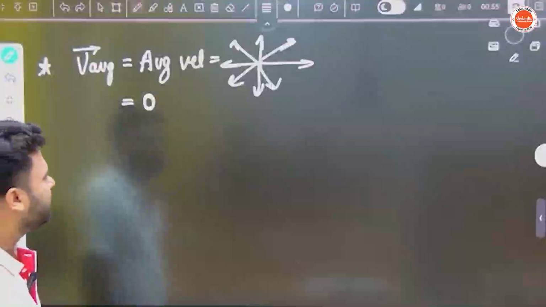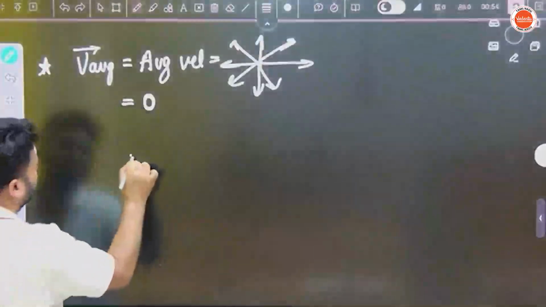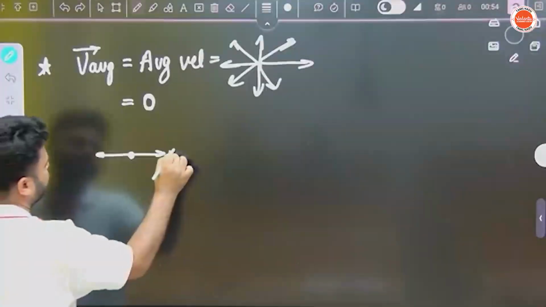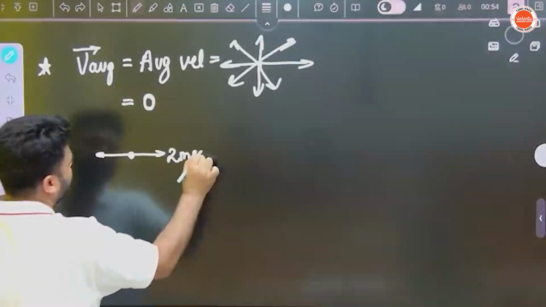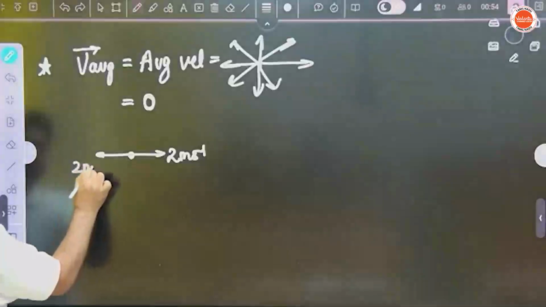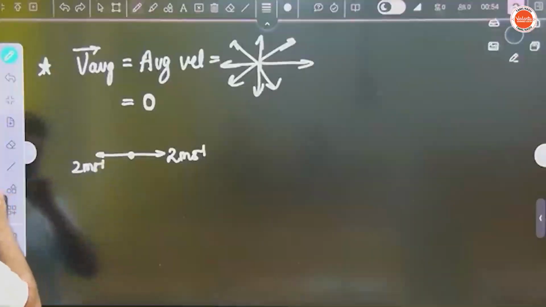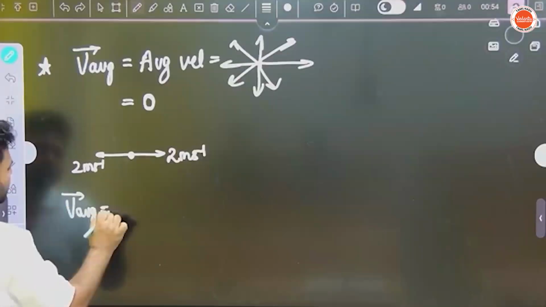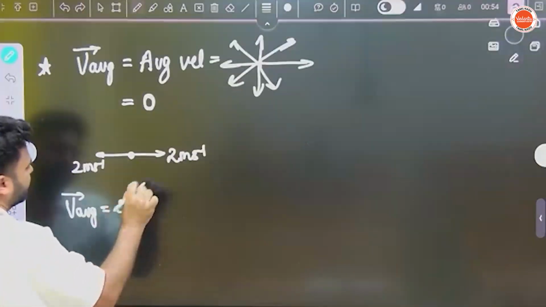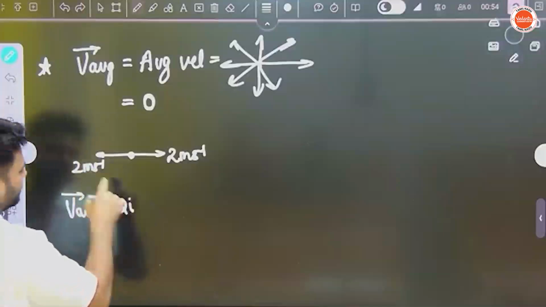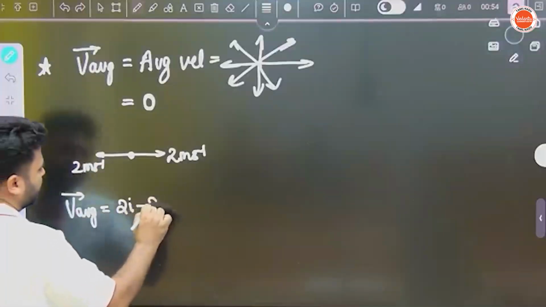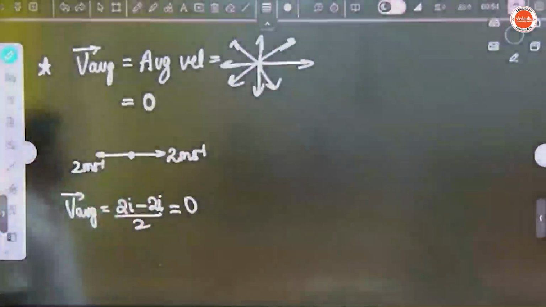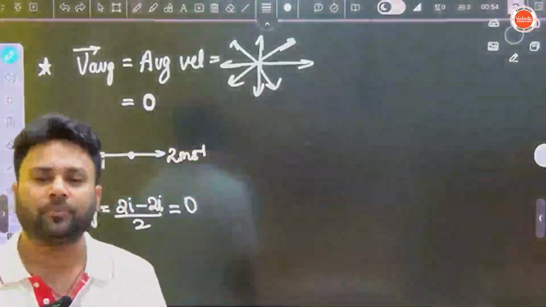Correct? For example, suppose there are two molecules. One molecule is moving in this direction and one molecule is moving in the opposite direction. Its speed is 2 meters per second. Its speed is also 2 meters per second. So if I write V average, its velocity is 2 i cap in this direction, but in this direction it is minus i cap. So this will be minus 2 i cap divided by 2. So this will be what? 0. So average velocity will be 0.